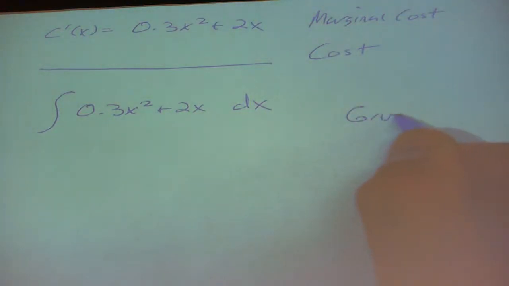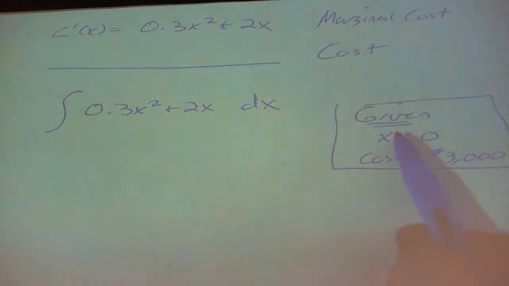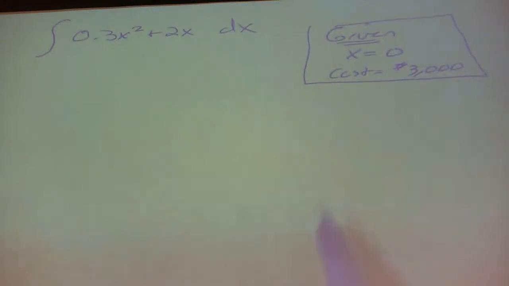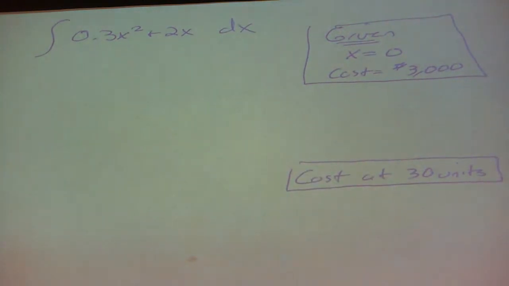So what's given is they said when x is 0, our cost is 3,000. They said fixed cost is 3,000. Fixed cost means when you have no x's, your cost is 3,000. So you're going to use this given to find c. Then, after you find the cost function, I want to know the cost at 30 units.